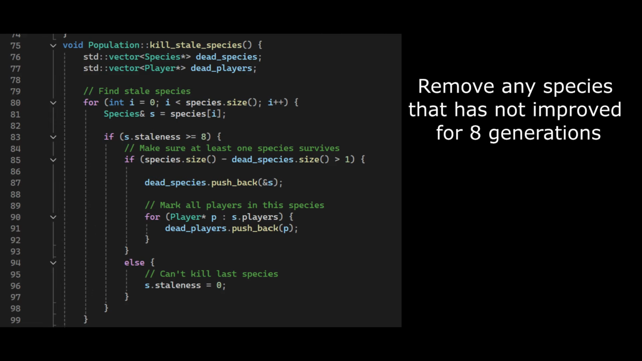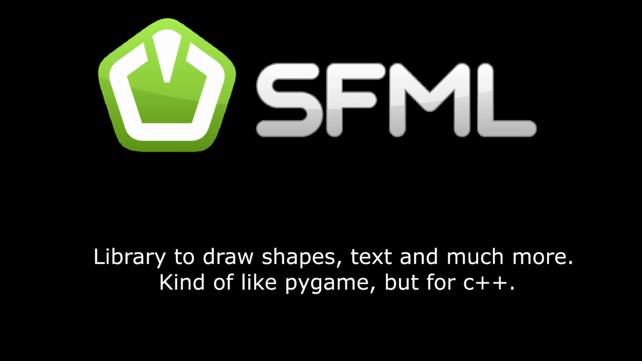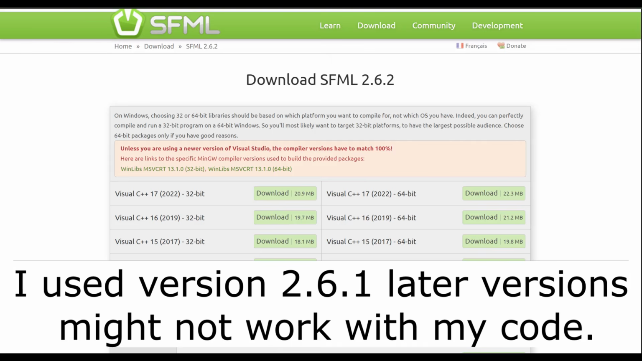Another useful function here is the kill stale species function, which removes any species that has not improved for 8 generations. This is helpful so that you don't waste all your players on a bad species that doesn't get anywhere. Using C++, I used SFML, which is kind of like Pygame. You can use it to draw shapes, text, and a bunch of other things. Downloading it is a bit more work than Pygame, but I'll link a good tutorial in the description.